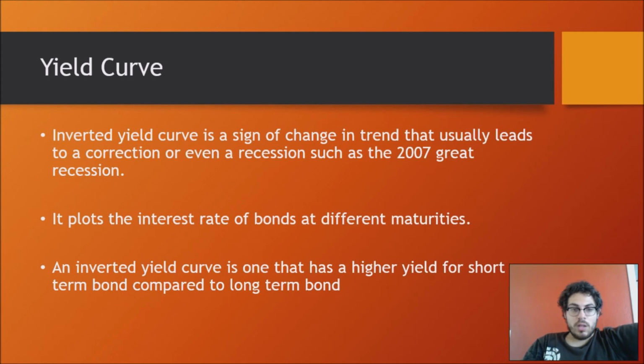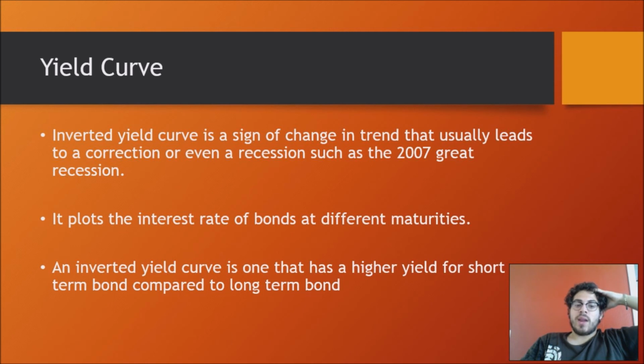Final point, the yield curve, which is really important in order to predict what is going to happen in the near future and when you want to invest. The major point of the yield curve is to figure out when there is an inverted yield curve. An inverted yield curve is a sign of a change in the trend that usually leads to a correction or even a recession, such as the 2007 Great Recession.